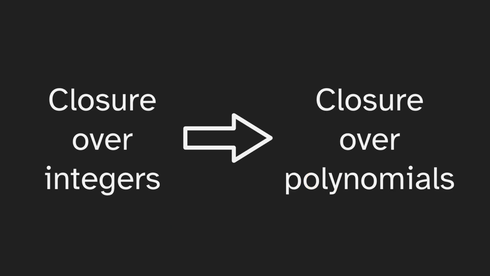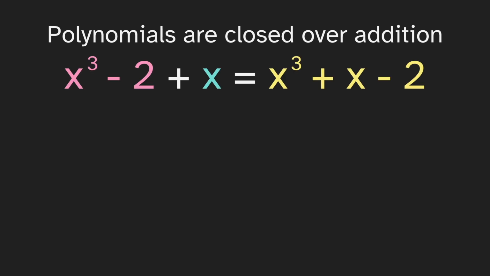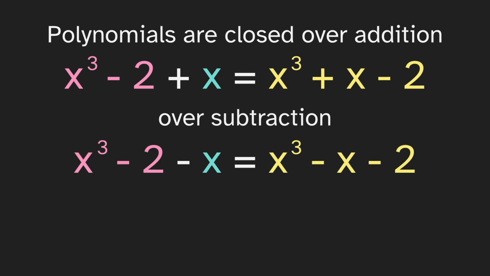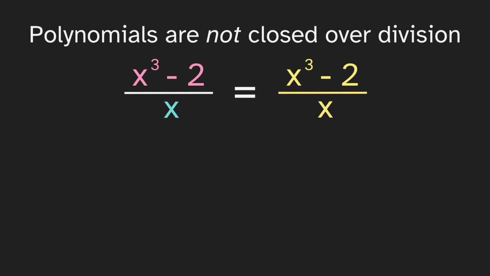Now, we can take this idea of closure over integers and apply it to closure over polynomials. Just like the integers, polynomials are closed over addition. Any two polynomials added results in another polynomial. They're also closed over subtraction and multiplication. But polynomials are not closed over division. So here we divide one polynomial by another, and the result is no longer a polynomial. We've escaped the polynomials, since this has to be written using a fraction.